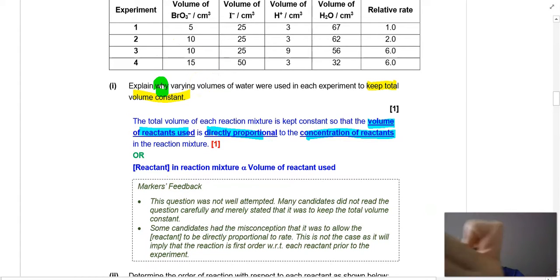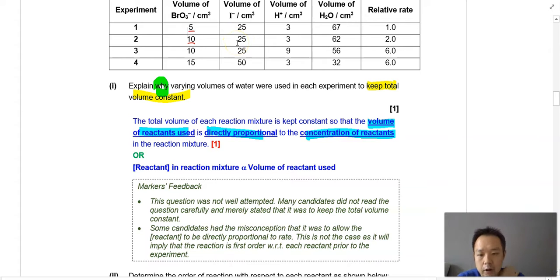So the idea is, for example, if I use 5 cm cube versus 10 cm cube, this would imply that the concentration of BrO3 minus has doubled. So by keeping total volume constant, then you can make such a comparison. Okay, if not, let's move on.